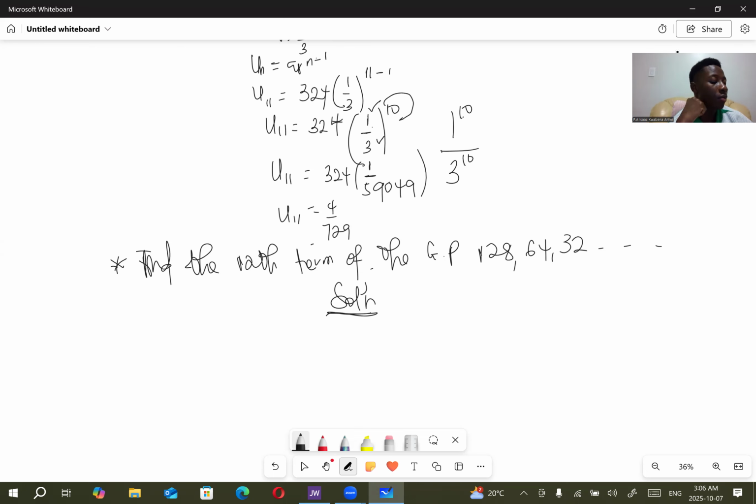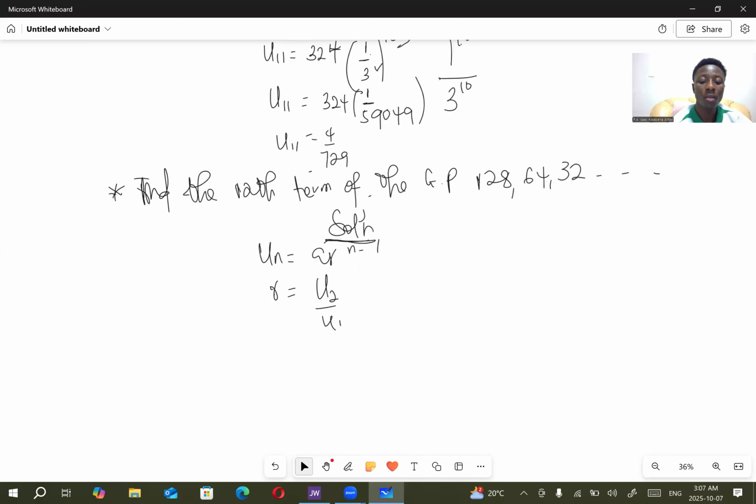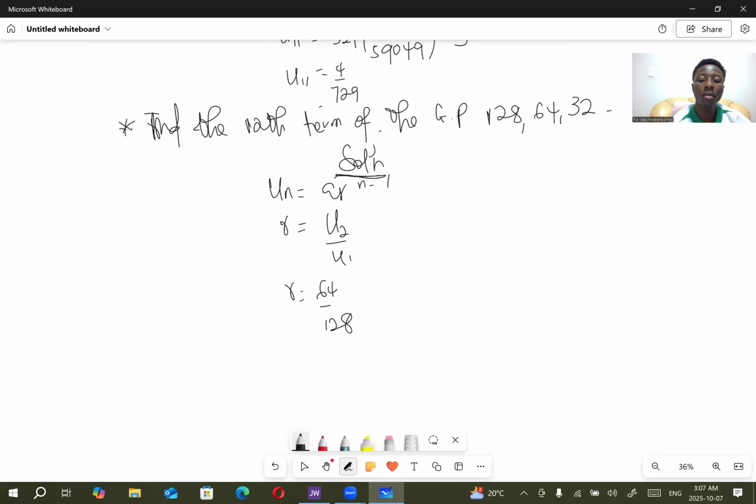So where do we start from? Write your formula. Un is equal to ar to the n minus 1. Then for r, r is equal to u2 over u1. If I had taught you like that, would you have grasped the understanding? r is equal to what? Then write u2 over u1. r is equal to 64 over 128. Yes. r is equal to 1 over 2.